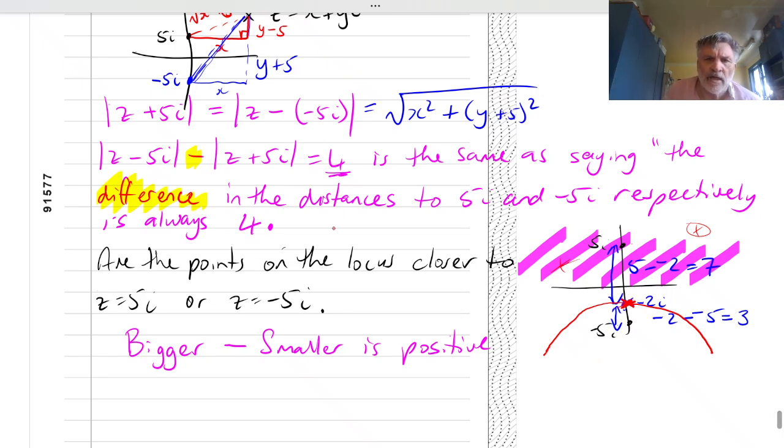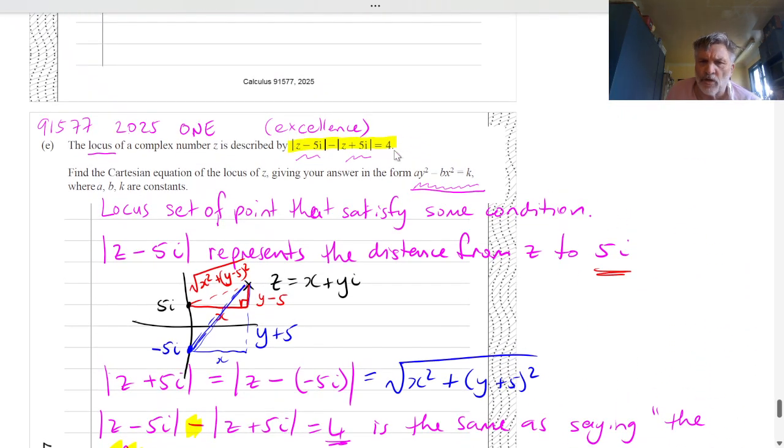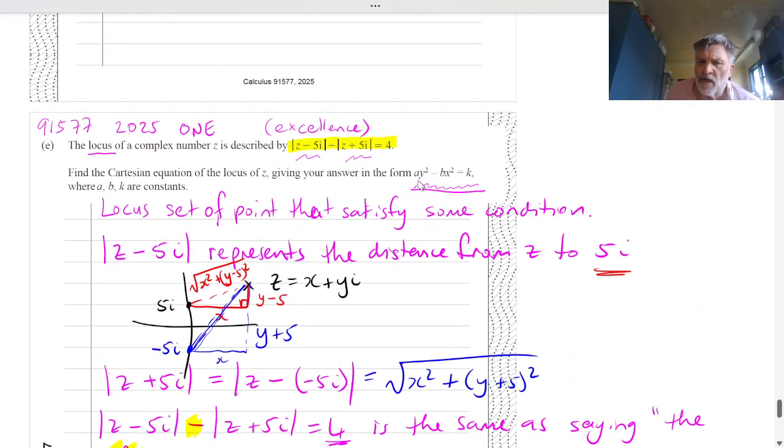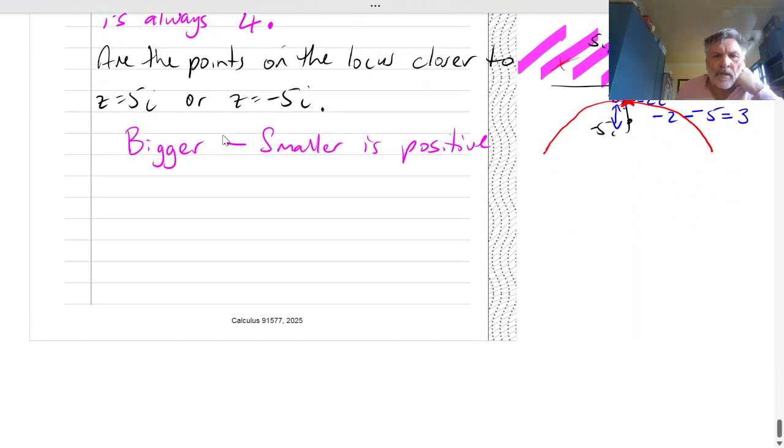So I want to leave that now. But the point is that the equation in the question represents a set of points that all lie in the lower half plane. Now I want to turn our attention to the form that they require the answer to be. So they tell us that they want to write a Cartesian equation in the form ay squared minus bx squared equals k.